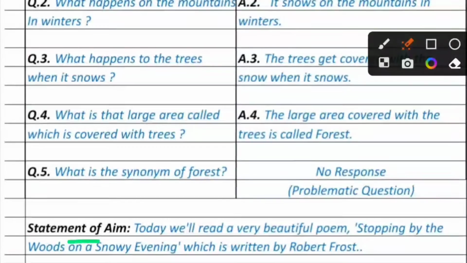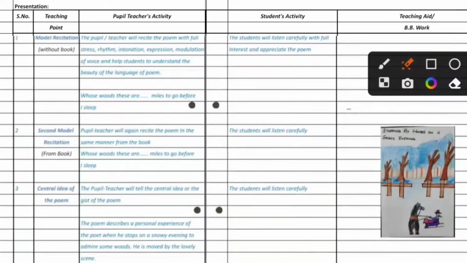So the next heading will be statement of aim. And here we'll say, today we'll read a beautiful poem Stopping by the Woods on a Snowy Evening, which is written by Robert Frost. Then comes the presentation part. Here we'll need two punch sheets together as usual. On the left punch sheet, we'll make 3 columns. And on the right punch sheet, we'll make 2 columns.